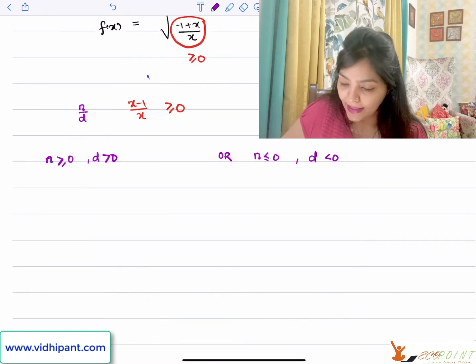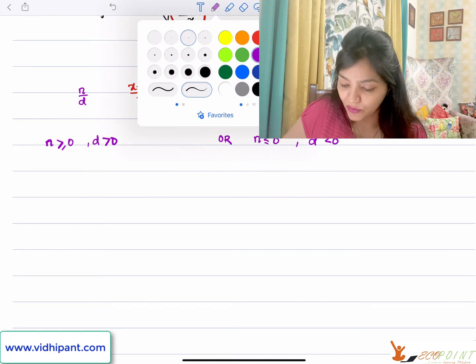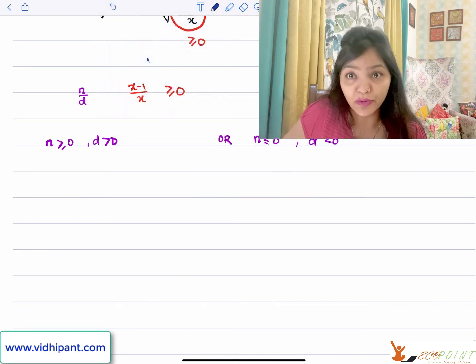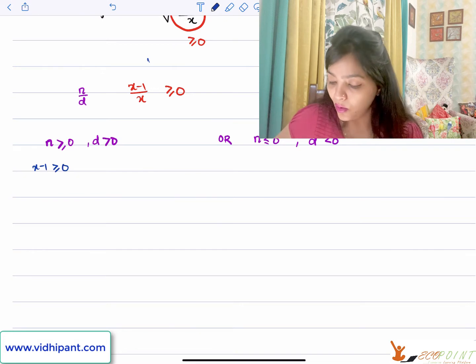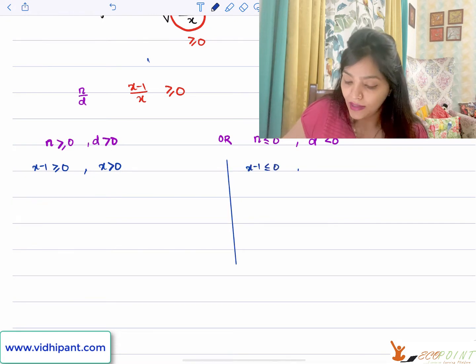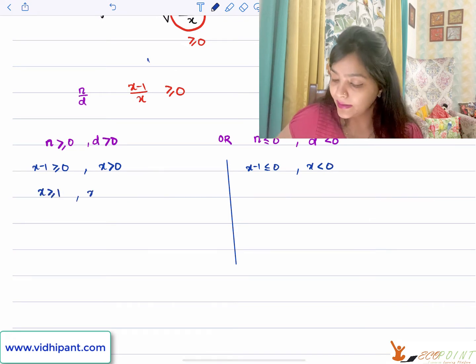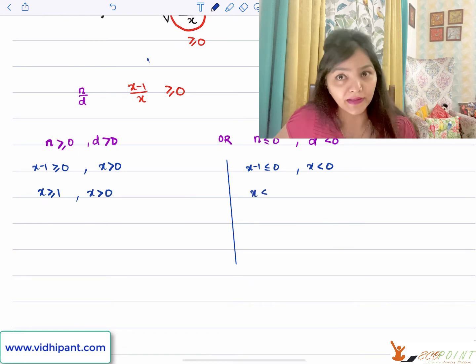So now if we write down the values: x minus 1 greater than or equal to 0, at the same time x strictly greater than 0, or simultaneously you have the case x minus 1 less than or equal to 0 and x strictly less than 0. Now, this means x greater than or equal to 1 and x strictly greater than 0 at the same time, and this means x less than or equal to 1 and x less than 0 at the same time.